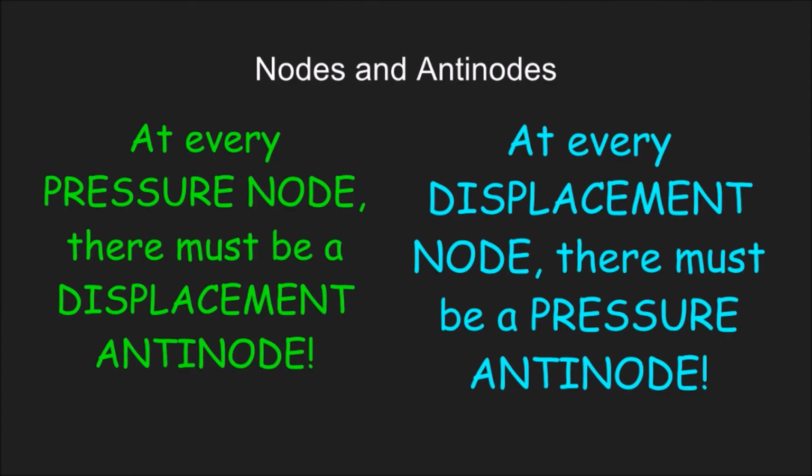Pressure nodes tell us the change in air pressure in the air column, and displacement nodes tell us the displacement of the air particles in the air column. At a pressure node, there must be a displacement antinode, because if there's no change in pressure, then the air must be moving freely in the air column.